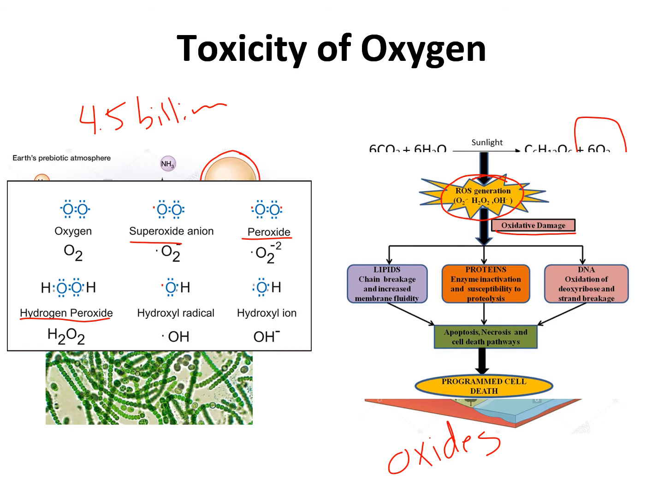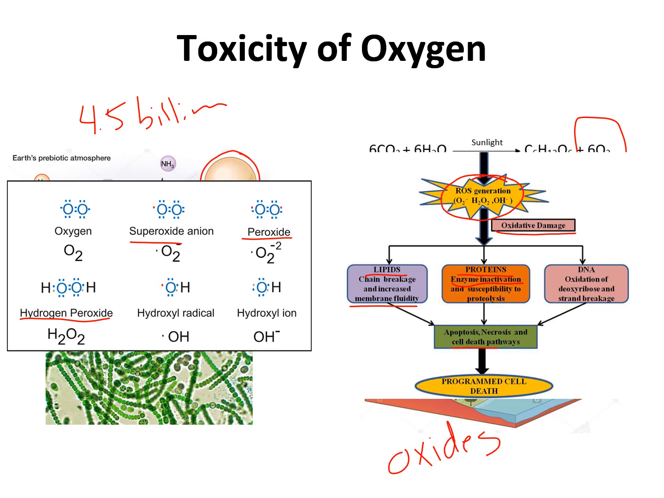When these oxides interact with lipids, they can cause chain breakage and they can actually have an effect on the membrane, on the selective barrier that surrounds the cell. Also, oxides can have an effect on proteins. They can alter the structure of the protein, and when you alter the structure of the protein, you alter the function. And often when this happens to enzymes, the enzymes are inactivated.